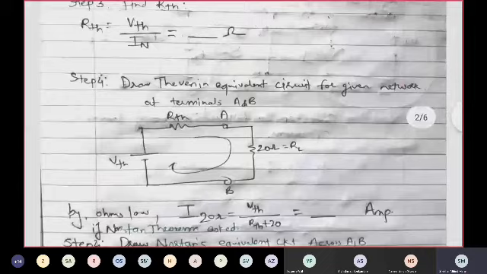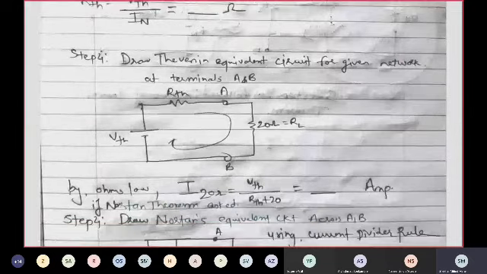Thevenin's and Norton's equivalent circuits are used to reduce your network. Means you can replace your network, as per the statement, any two terminals of a network can be replaced by an equivalent voltage source and equivalent series resistance.